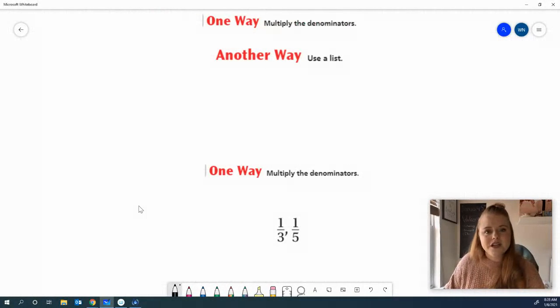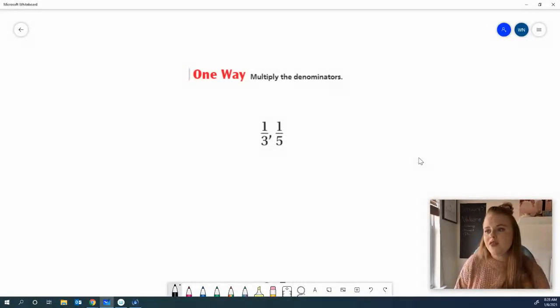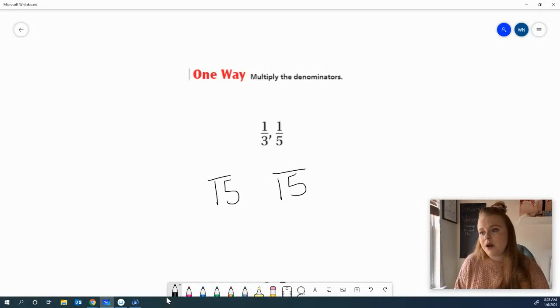So the first way we're going to do is to multiply the denominators. So we have the fraction 1/3 and 1/5. All we're going to do is multiply the denominators by each other. So I'm going to end up with two fractions again, both of them with 15 on the bottom because 3 times 5 is 15.